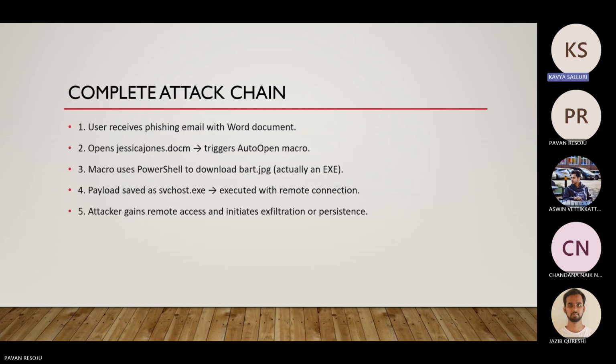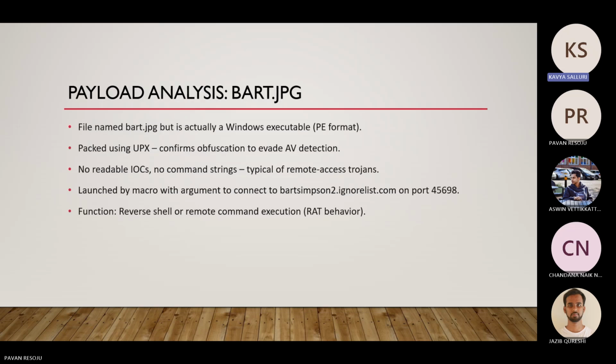Slide 4, Payload Analysis, BART.jpg. The downloaded file BART.jpg is not a picture at all. It's actually a Windows executable cleverly disguised using a fake file extension. When we inspected the strings inside the file, we found indicators of a packed binary, specifically using UPX compression, a technique often used by malware to avoid antivirus detection.